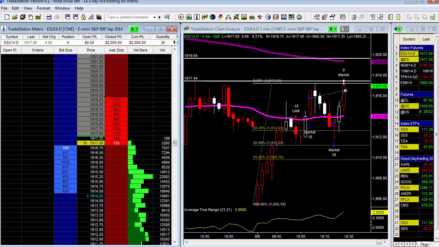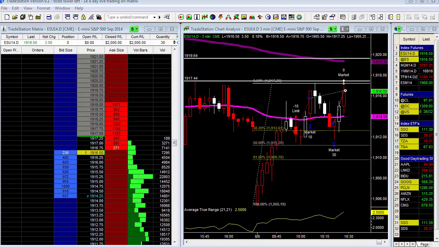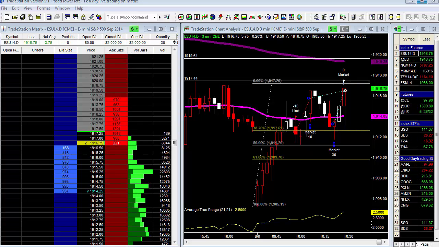So as you can see on this, everything worked out well, okay? So we are closed out. There's no positions left. Okay, so the cumulative closed profit so far today is $2,000, as you can see here. And we are flat this market.